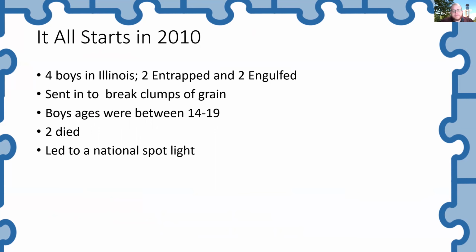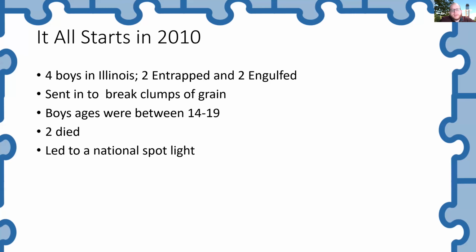We had four boys. They were sent into a huge, large grain bin to walk the grain, walking the surface. Basically, you're walking it to crush the crust that we talked about earlier, so that it doesn't cause an issue later on. So these four boys were sent in to break the clumps of grain. They were aged from 14 to 19. Some had been on the job just a couple of days or a week. So very new. They don't understand these hazards. They're very young men.